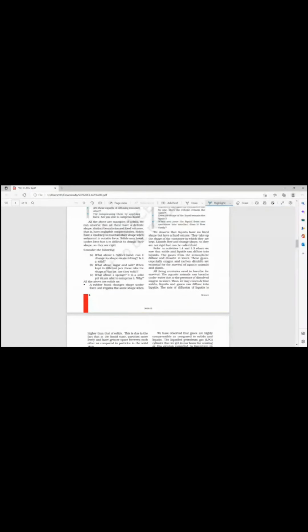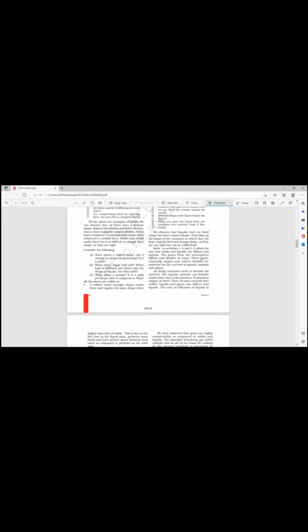Liquid, the particles of the liquid have comparatively more space between them. They take up the shape of the container in which they are kept. They are not rigid but can be fluid. ये fluid है, rigid नहीं है लेकिन fluid है. The liquids cannot be compressed as much. Liquids को भी ज्यादा compress नहीं कर सकते.